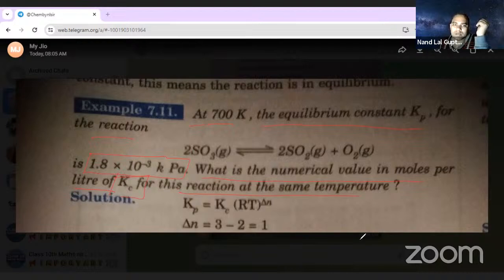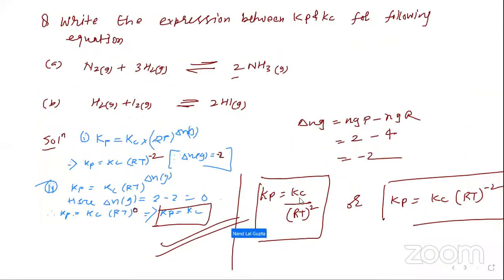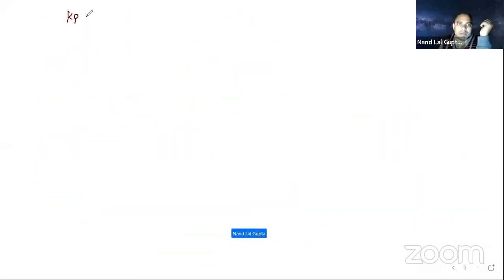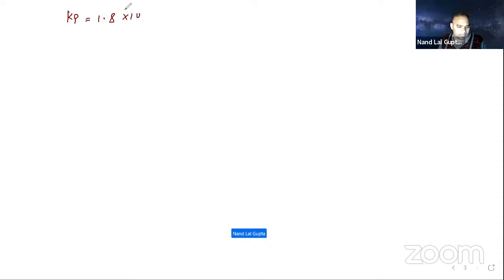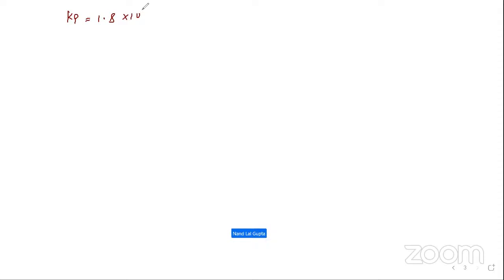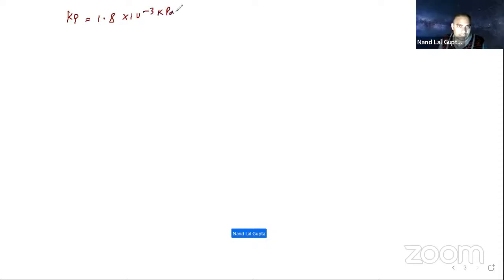So what can we do here? Here is the Kp they have given: 1.8 into 10 power minus 3. This is in kilopascal. That is one thing. And the equation is 2SO3 going to 2SO2 plus O2. All are gases.